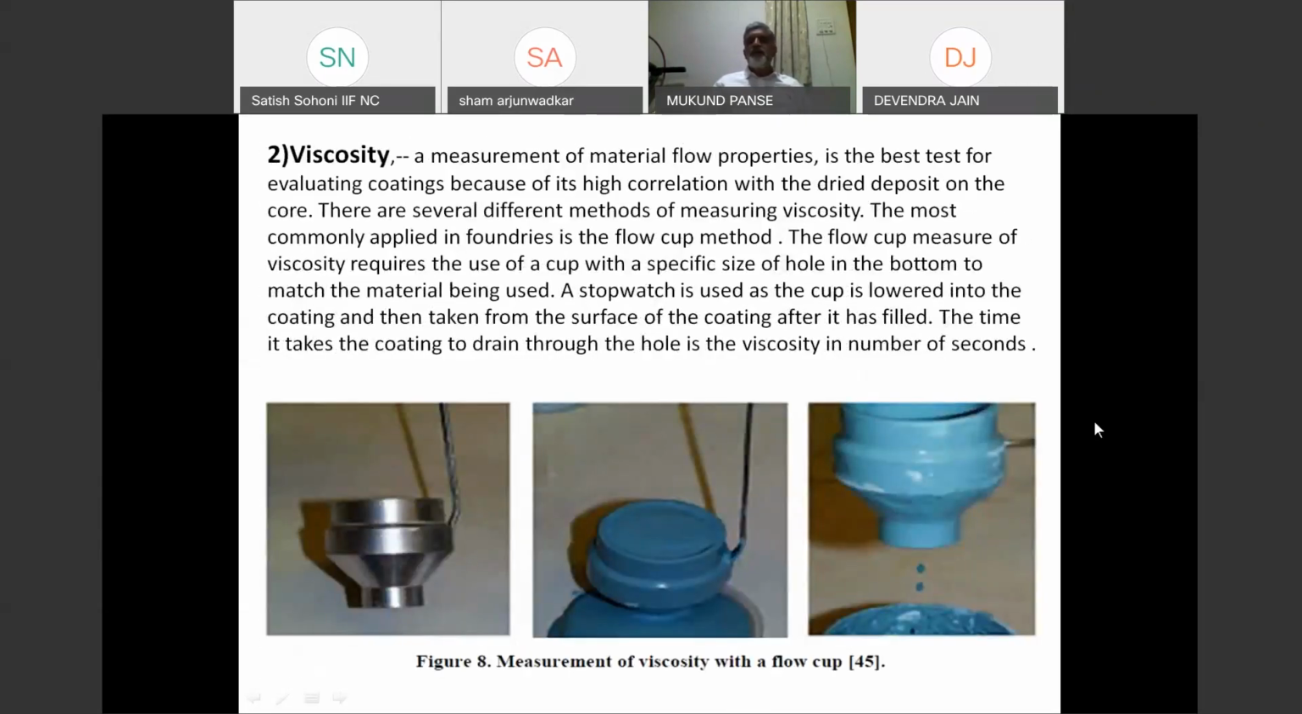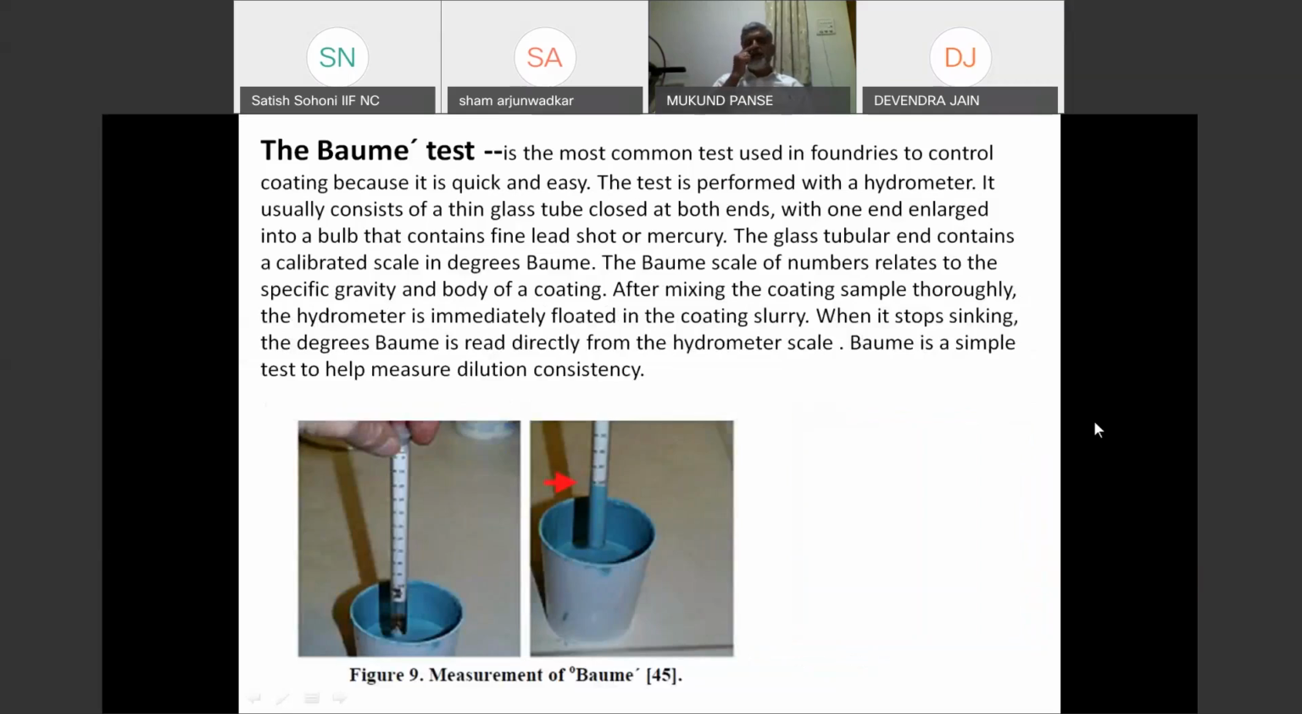Viscosity is measured by flowing through a standard cup. Paint is taken in one standard cup and allowed to flow through it. A stopwatch is used and the time taken for the paint to completely run out of this cup is taken. It's an arbitrary number. Whatever paint you have standardized on, you have to intermittently check its viscosity and ensure it is properly maintained, so you are getting the required thickness of the coat.